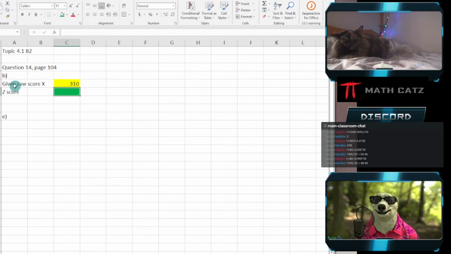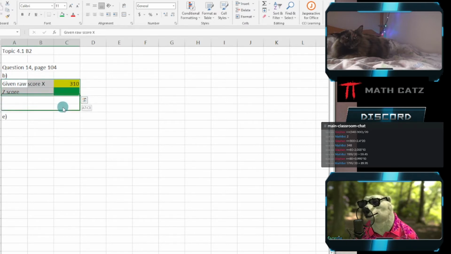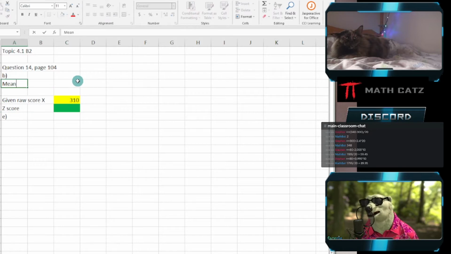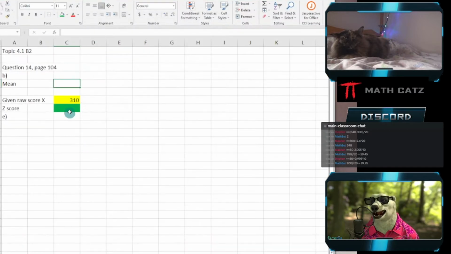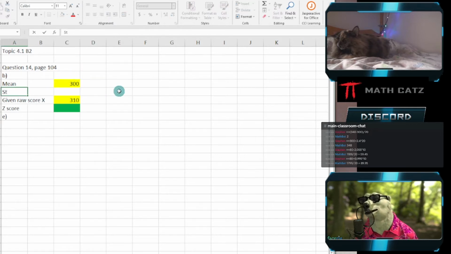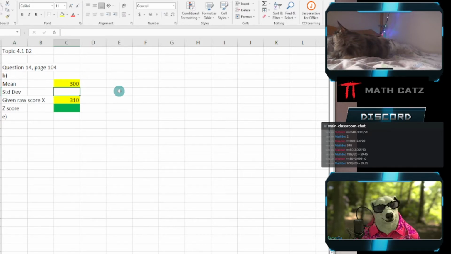Before we do that, I jumped a little bit ahead of myself. More things are given, right? Let's move these things down a touch. We have the mean. Got a little bit excited. What was the mean? Where's my question here? 300, standard deviation 20. So I'll put in 300, that's also important. So that gets a yellow. Standard deviation, like that. That was a 20, that's also part of the input. Now I'm ready to calculate my z-score.